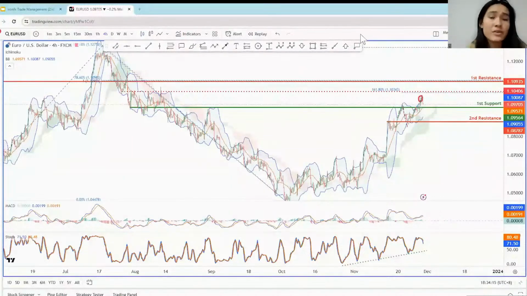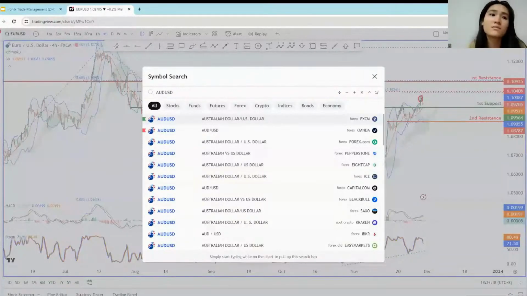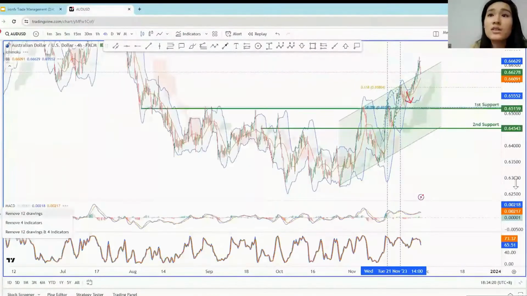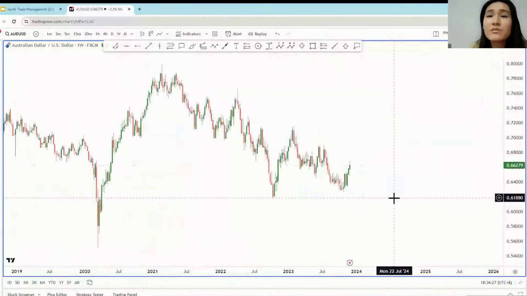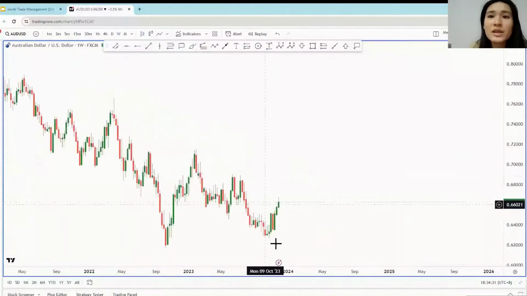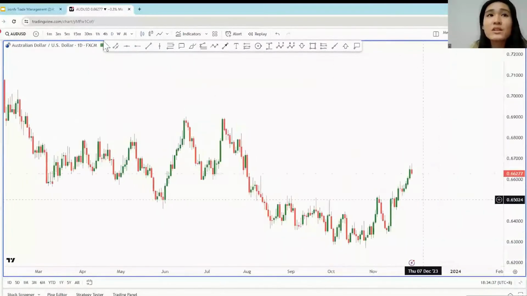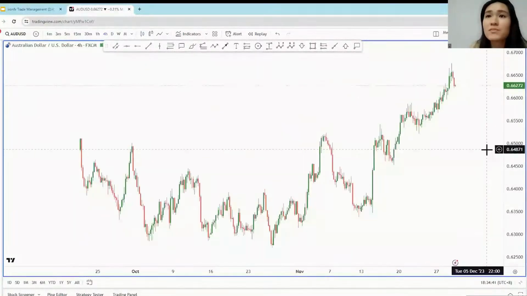Okay. We have a request for AUD. Oh, the Aussie dollar is on a weekly time frame. There is a downtrend, but in recent times it looks like it's been going up. Let's look at our daily time frame. Okay, it looks like it's going up as well, and for our other time frames, it also looks like it's going up.